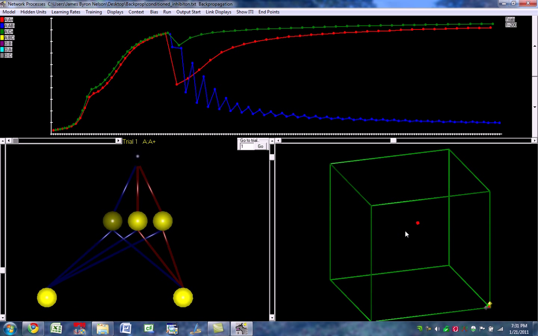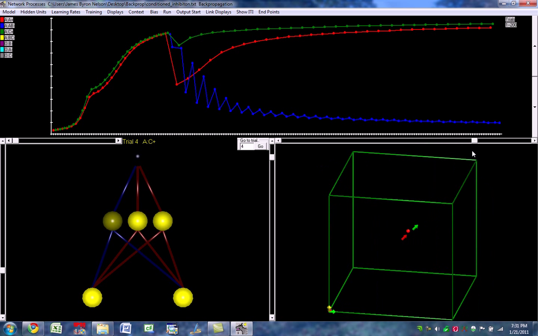So there's the context by itself, that little sphere. There's stimulus A, there's stimulus C. Initially, the model treats them more or less all the same. They're pretty much in the same place in this three-dimensional space.